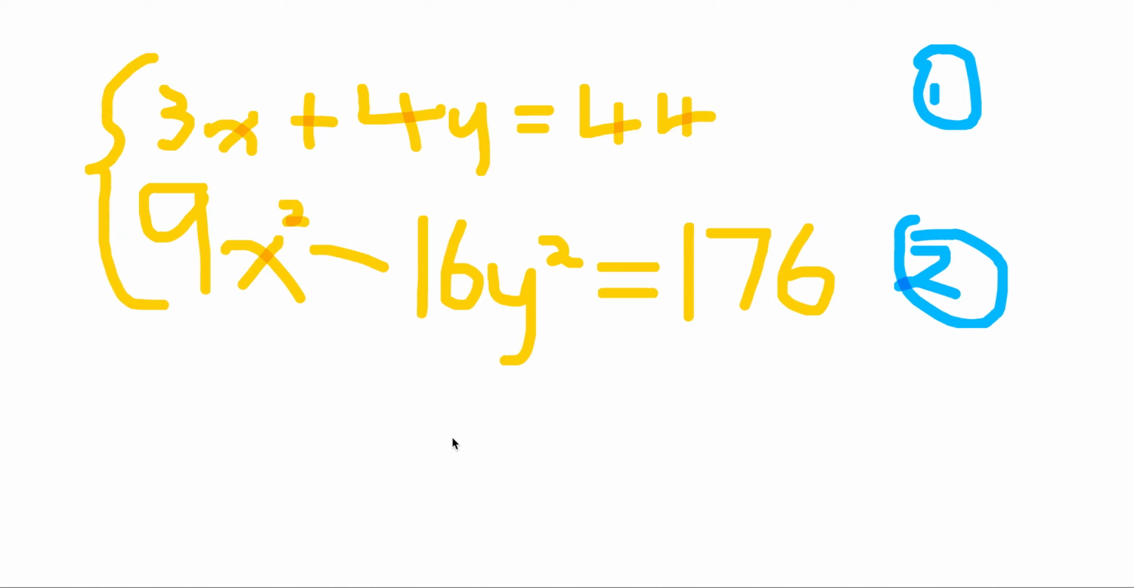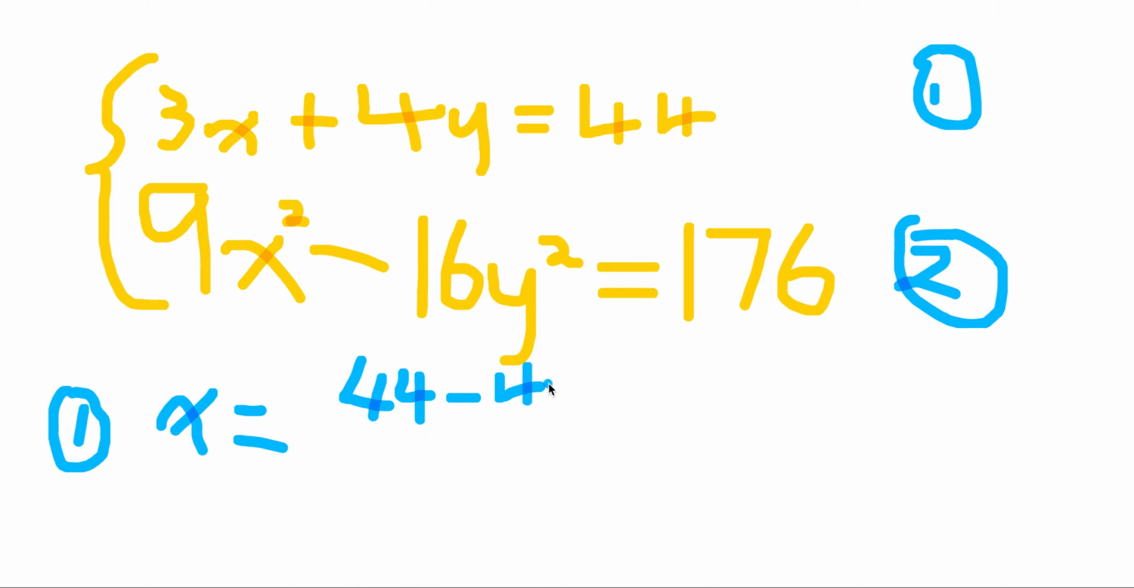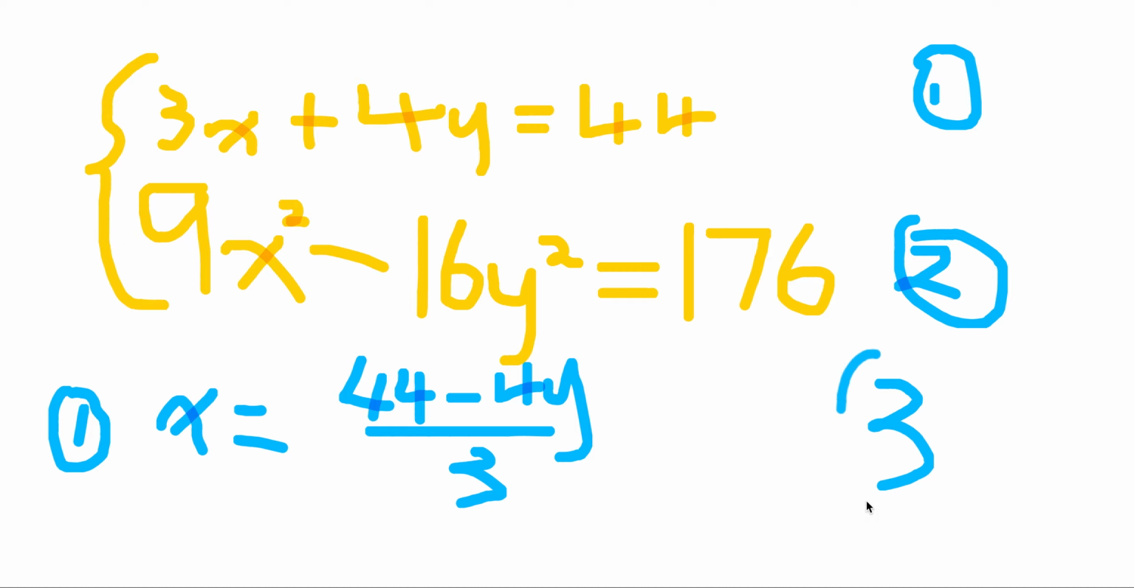Now, there is a good way and a bad way to do this question. Let's start with the bad way. The bad way is, first, we get equation 1 and we make x the subject, I guess you could say. Now that we have this equation, we can call it equation 3.